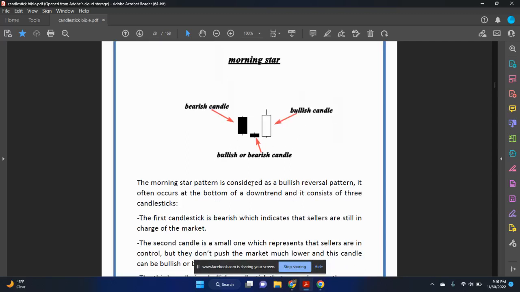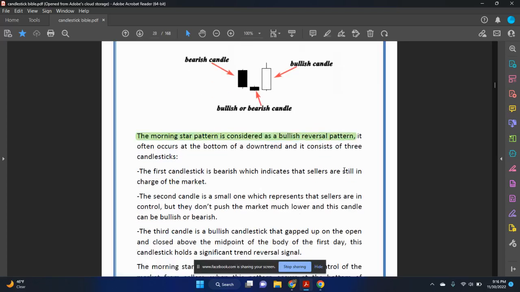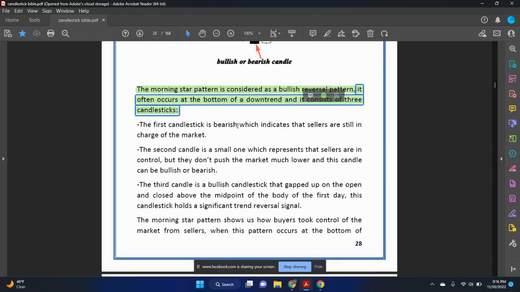So the morning star pattern is considered a bullish reversal pattern. It often occurs at the bottom of a downtrend, and it consists of 3 candlesticks. This is something I want to note is considered bullish, so let's indicate that in green.